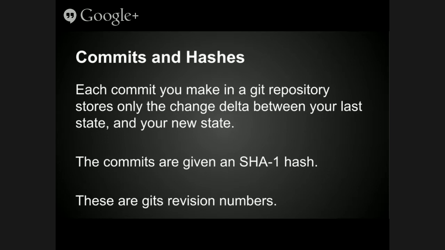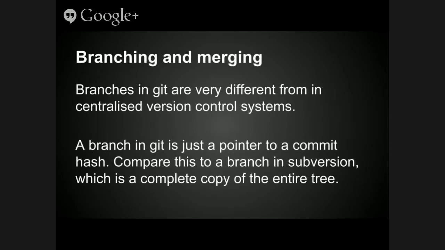Each commit you make in Git stores only the delta between the last state of your code and the next state. These commits are given an SHA-1 compressed hash. That's effectively the version number of a Git file. So a file or a change set has a hash associated with it. You're not going to remember a hash because it's about that long. So it's a GUID or a UUID, depending on your terminology. It's a massive long SHA-1-like hash that's globally unique. Secretly, everything in Git is actually just a hash.